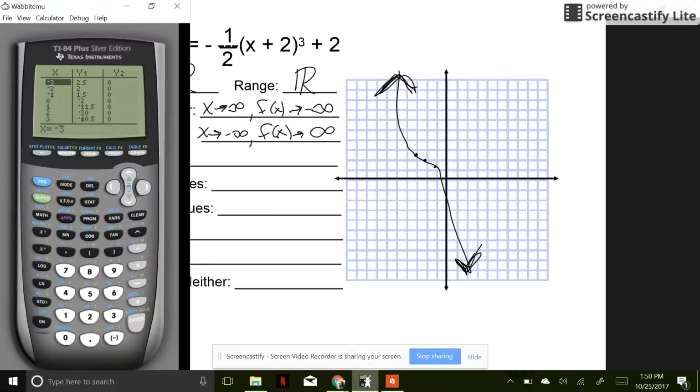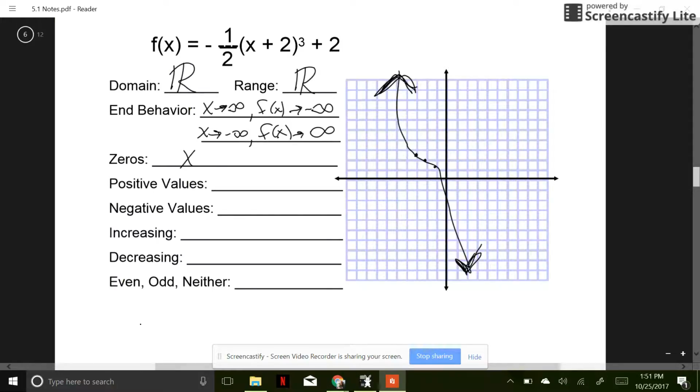Zeros, we need to find that intersection again. So we hit second and then trace, opens up the calculator, intersect. We pick our two lines, we make a guess, tells us our x-intercept is about at x of negative 0.4. So our positive values, where a function exists above the x-axis, that's everything in all those big negative x values. So that means from negative infinity to negative 0.4. Negative values, where a function exists below the x-axis, is going to be everything else, negative 0.4 to positive infinity.